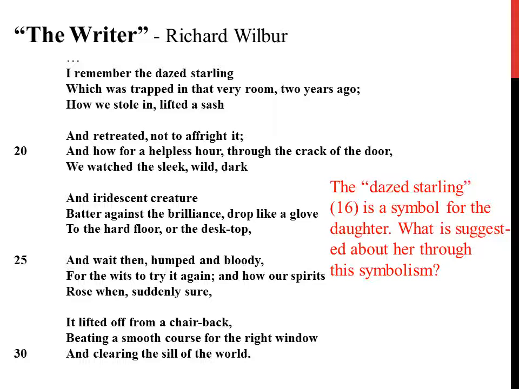Another poem that incorporates symbolism from the packet is called The Writer. I mention it here and just show it that, on line 16, the speaker references a dazed starling, a bird, which is a symbol for the daughter. Earlier in the poem, he makes references with metaphor to his daughter.